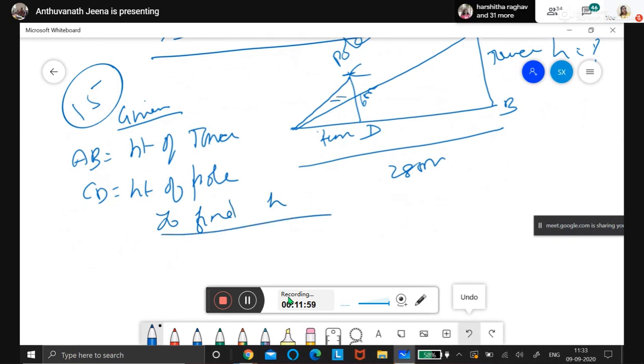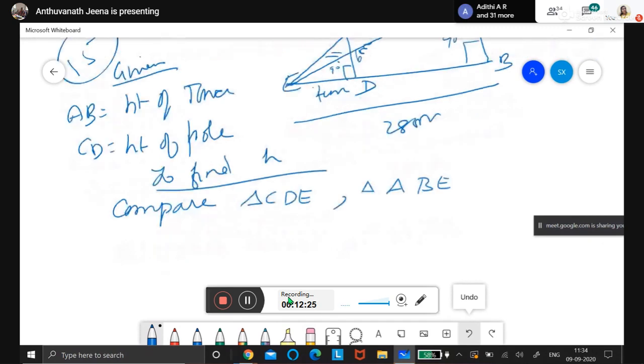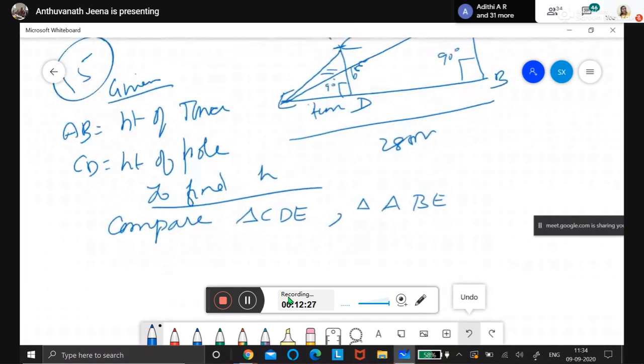First, you should prove this triangle is similar to this. Similarity you should tell. So compare. You keep this point as E. Okay. Compare triangle CDE and ABE. These two triangles we should compare. So this is 90 degree. Correct? 90 degree you should draw, otherwise you will not get marks. Why is it 90 degree? Because it is perpendicular. Vertical to the ground.